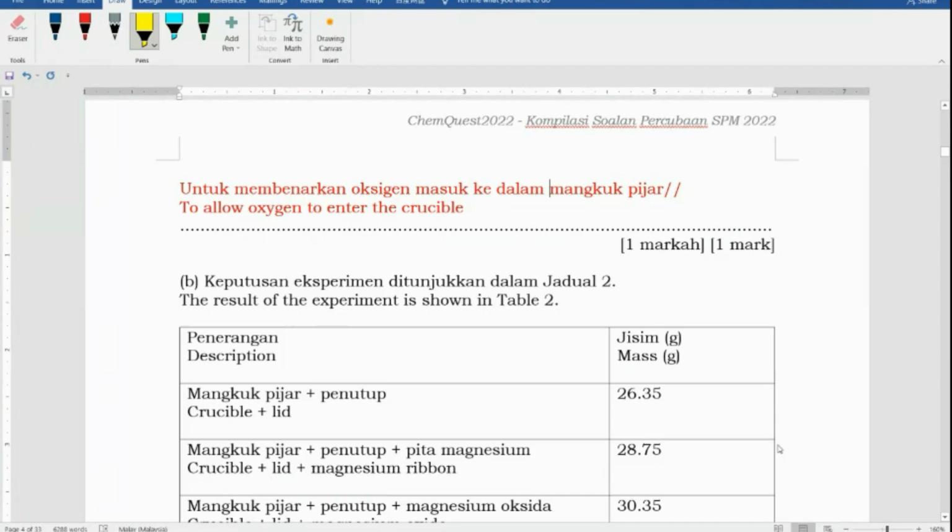Let's say this value is A. This one is B. So class, from these two, can I find the mass of the magnesium? Can or not? Boleh kah? Anessa. Can I find the mass for the magnesium or not, from A and B?